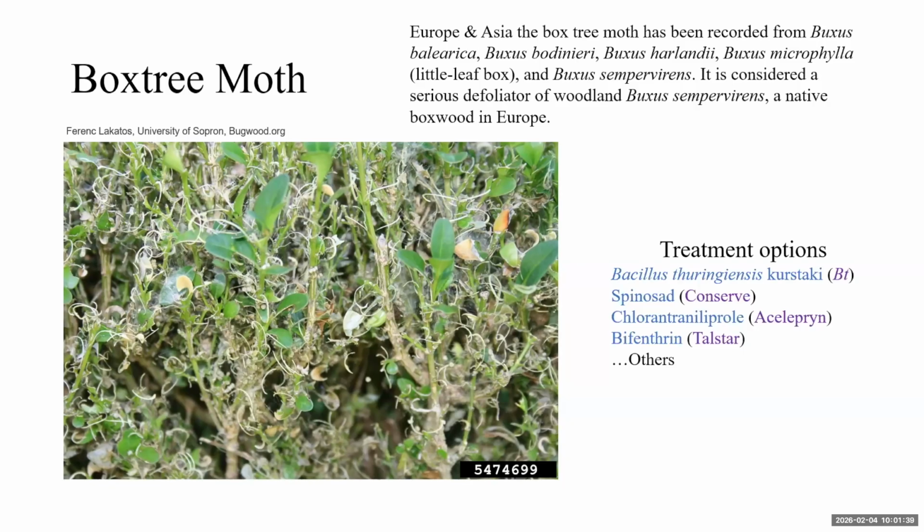So the adult moths can fly up to 10 kilometers, which means they're good flyers. And 10 kilometers is up to about 6 miles. And so they're very good at dispersing.